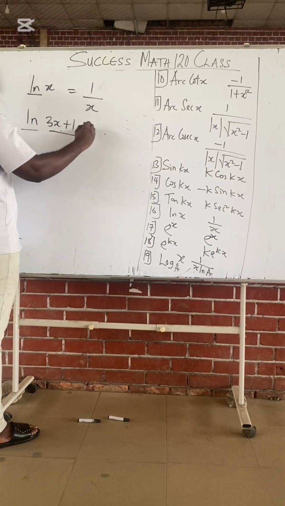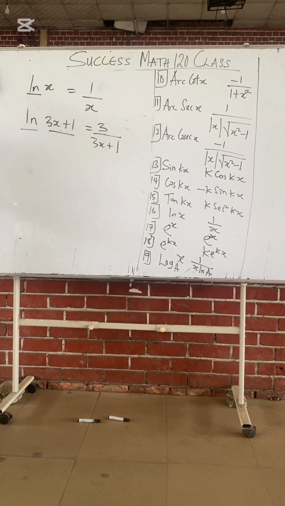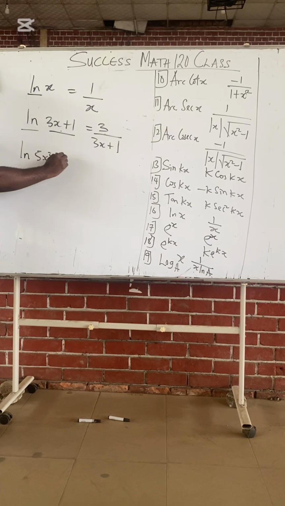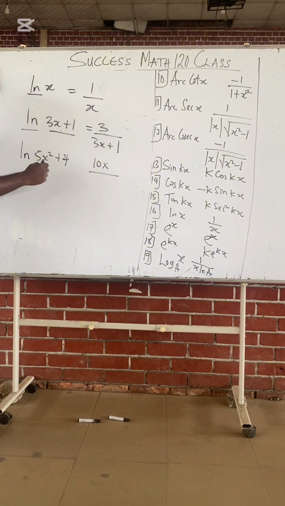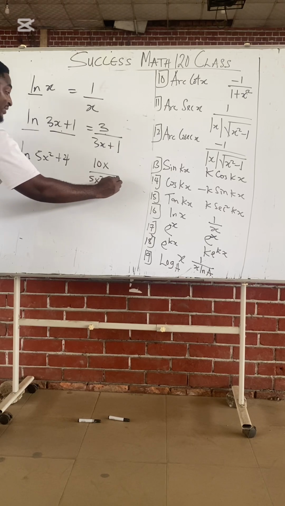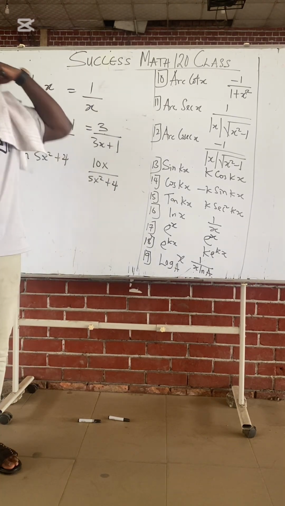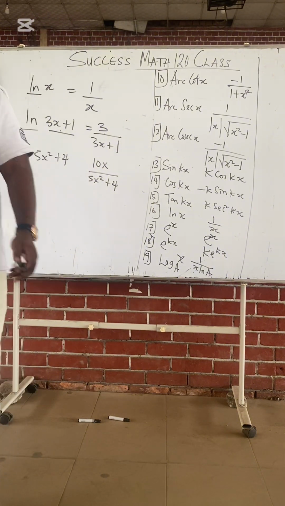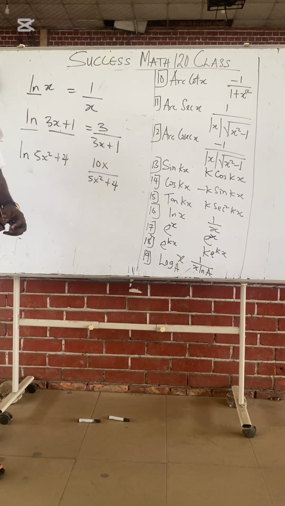Differentiate ln of 3x plus 1, what do you have? 3. Now, what is this function? 3x plus 1. So the differentiation of ln(3x plus 1) is 3 all over 3x plus 1. Class, ln of 5x squared plus 4, what will it be? 10x, because 4 is the constant, it disappears, right? All over 5x squared plus 4. Anytime you see ln, it's just a bonus they gave you. Differentiate the function, put it on top, then repeat the function undifferentiated under. Where did 10x come from?